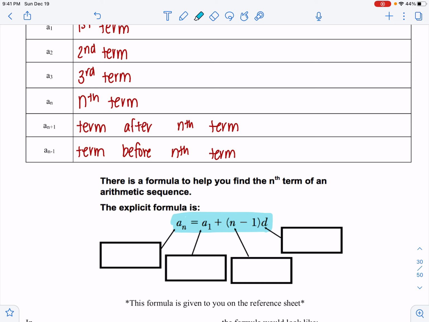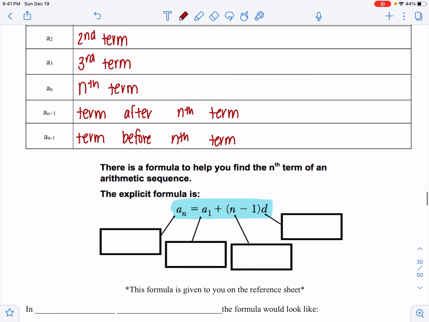Okay, let's see what we can define. A with the n, right? We just defined that above. We said this is the nth term. I mean, this is any term, okay? Any term that we want. This is usually the term we are looking for.